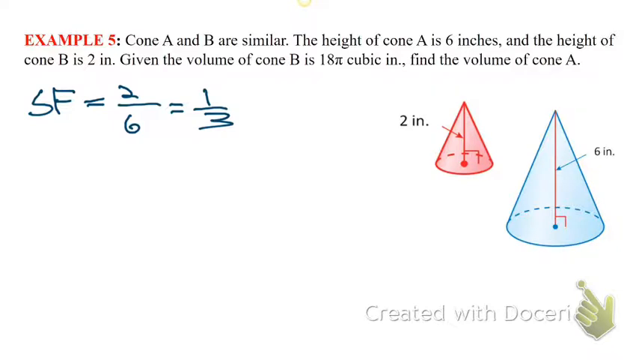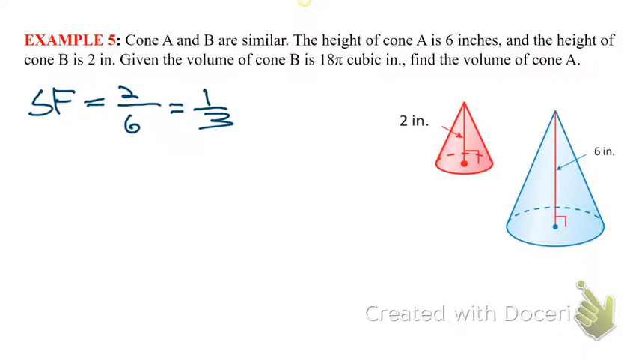Could you have done it upside down? Yes, as long as you consistently do it the same way, it will still work. So we're always going to have the red pyramid over the blue pyramid, no matter what we're looking at in the problem. That's the scale factor for the line segments.